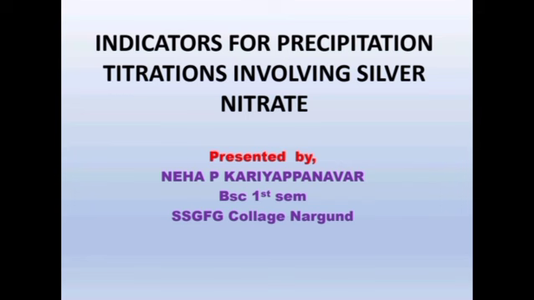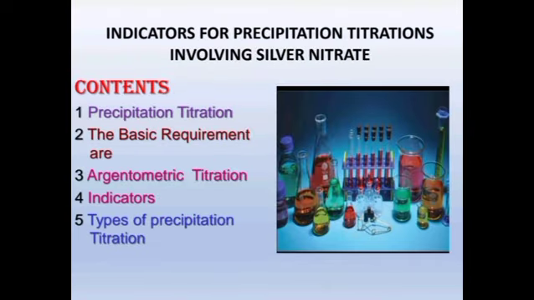Today I will be discussing the indicators for precipitation titrations involving silver nitrate. Next, I will move to the contents: first, precipitation titration; second, the basic requirements; third, argentometric titration; fourth, indicators; and last, the types of precipitation titration. We will see these five contents in this topic.